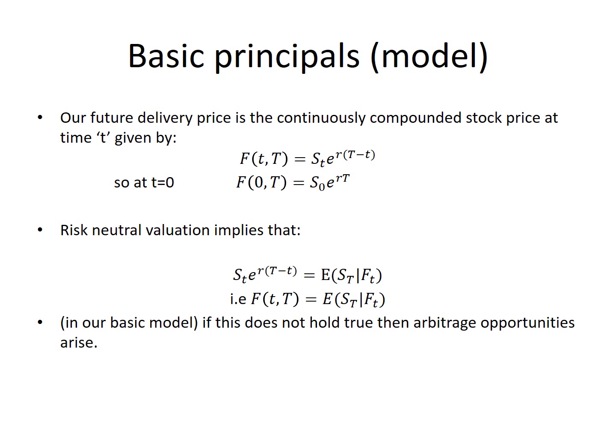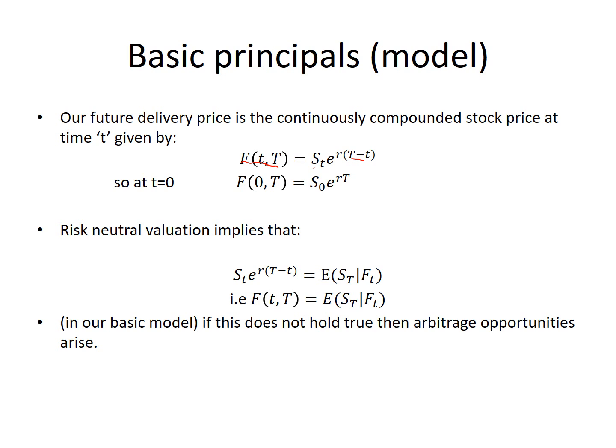Okay, so let's start with the basic model of futures. So our future delivery price is the continuous compounded stock price at time t. So we see this is our delivery price at time t. This is our stock value at time t, and this is our time until maturity. So at t equals 0, we get this formula where it's our spot value at time 0, and our time remaining to maturity is just our maturity.